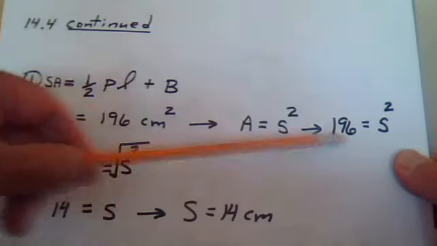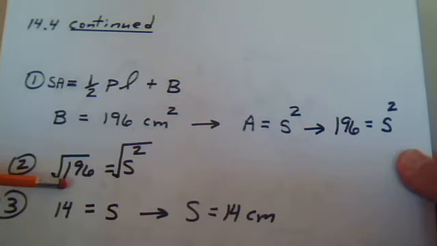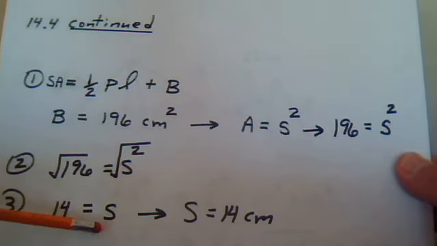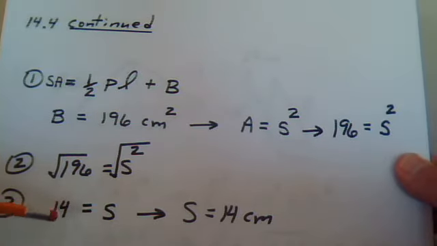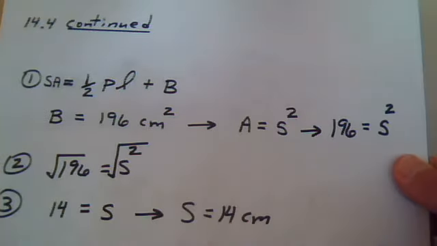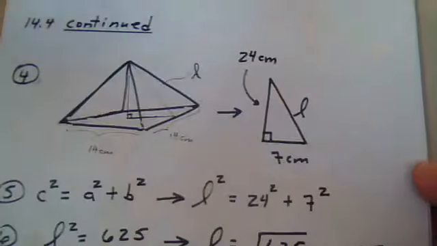Now that you have it in the equation, you take the square root of both sides, and this tells us that the side for the square, each of the four sides, is worth 14 centimeters. You'll see how we'll use this in a while.